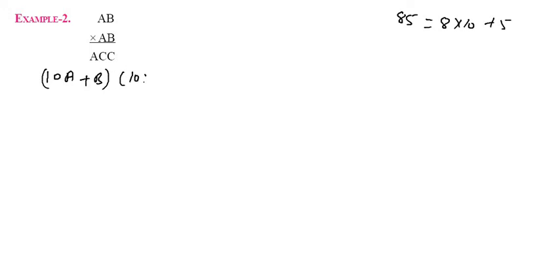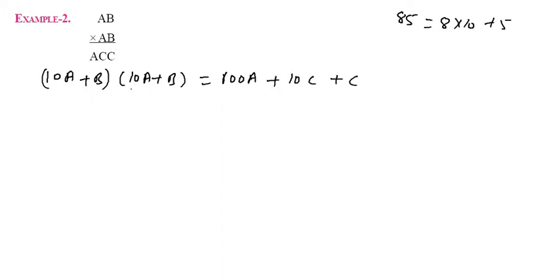Now come to the next question, example 2. In this question, AB we can write as, suppose we have 85, that means it is written as 8 into 10 plus 5. So you can say here AB is 10A plus B, and further AB, that is 10A plus B, is equal to 100A plus 10C plus C.